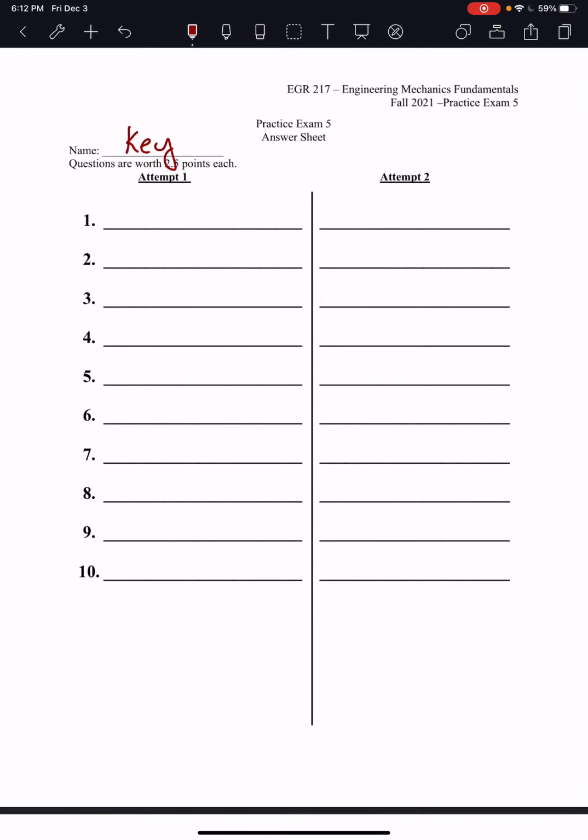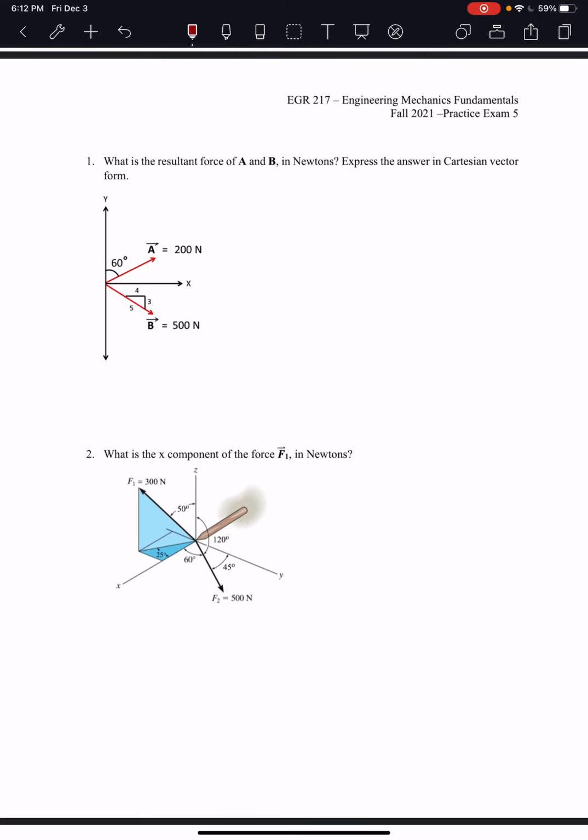This is a video for the practice exam 5. For the first one: what is the resultant force of A and B in newtons? For this, we just have R equals A plus B. So we need A and B.